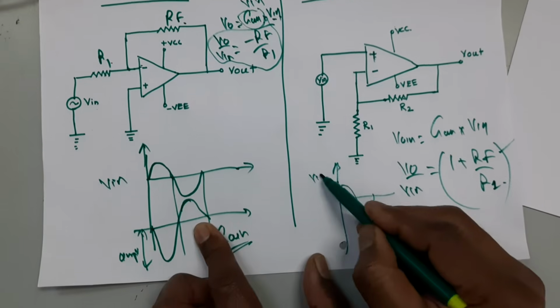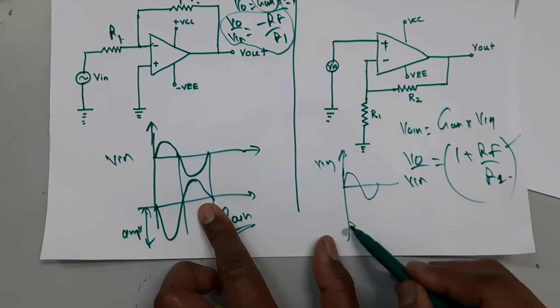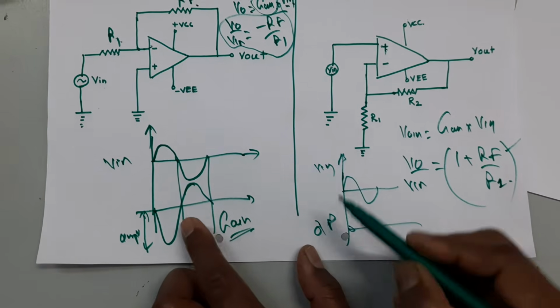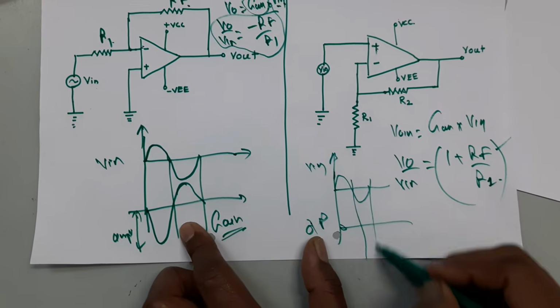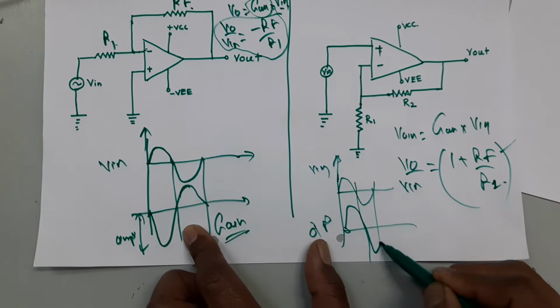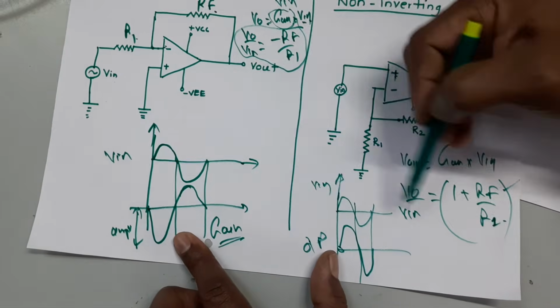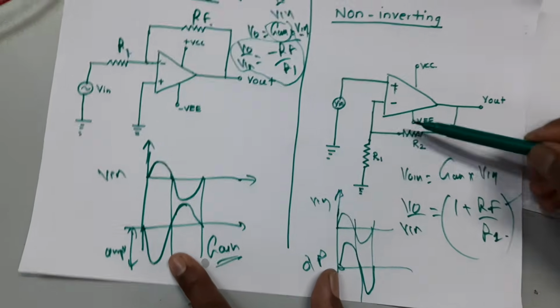Fine. As in the previous inverting case, this is my output waveform. Okay, output waveform, what happens? We will get the same waveform but in amplified form. We got the difference. What is the exact difference between these two, inverting configuration and non-inverting configuration?